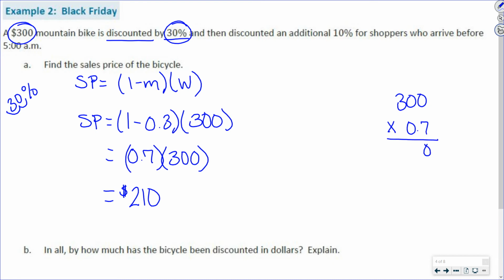7 times 0 is 0. 7 times 0 is 0. 7 times 3 is 21. One decimal place value. So I've got to make sure there's one decimal place value here. So again, $210.